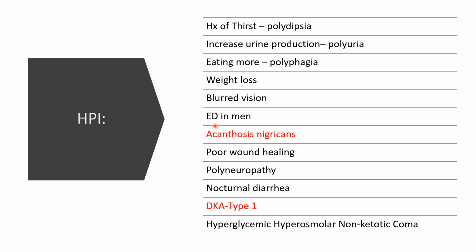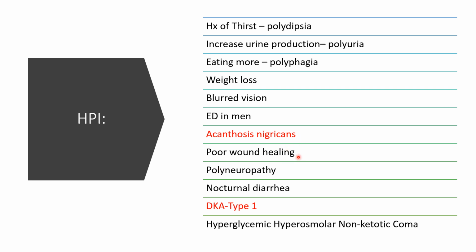Blurred vision, erectile dysfunction in men. In fact, that may be the first clue in most men, on account of which investigations will be done, and then the diagnosis of type 2 will be made. And acanthosis nigricans, dermatologists will tell you, oh, man, your glucose level will be high. And then they do blood and urine tests and so on, and say, oh, you have type 2, and then a referral will be given from the dermatological clinic to the endocrinological clinic.